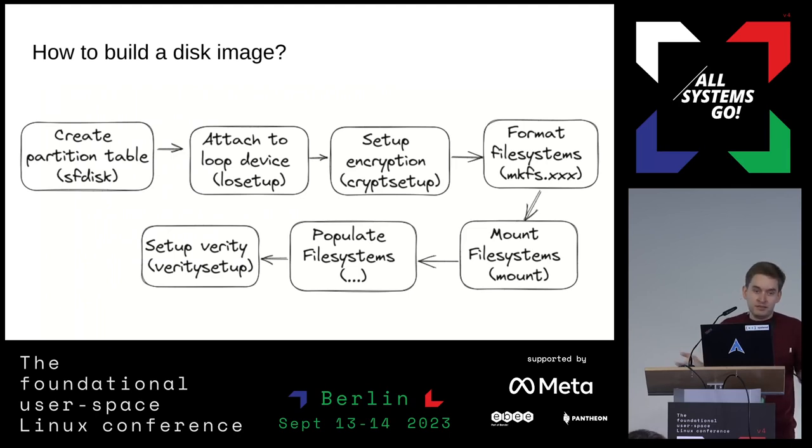Then you mount the loop devices so you can actually access the contents. That allows you to copy everything you need into it. And then if you want, after that you set up the Verity stuff using the loop devices, your data device, to get your hash tree for Verity, and then you're done.